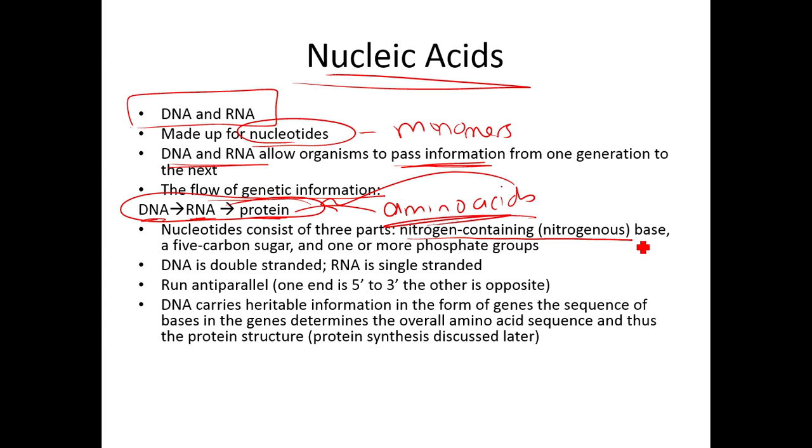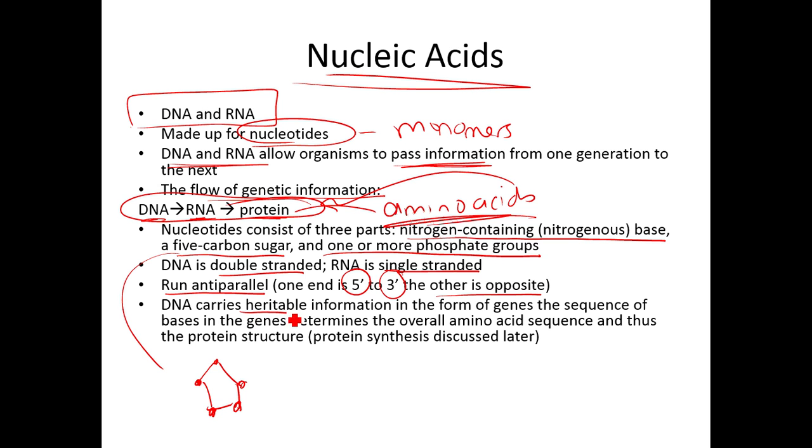Nucleotides consist of three parts: the nitrogen-containing base, a 5-carbon sugar, which is drawn like this because it has 1, 2, 3, 4, and 5 carbons, and one or more phosphate groups. DNA is double-stranded, RNA is single-stranded. They run anti-parallel. So one end is 5' and one end is 3', and the other is just the opposite. We're going to learn more about that when we get to DNA. I think I have a picture here, and I can show it to you in just a minute.